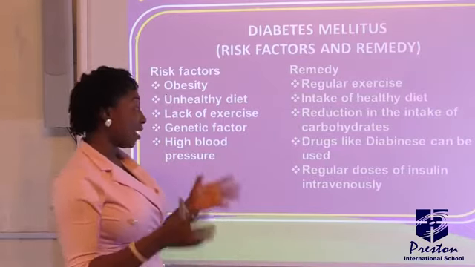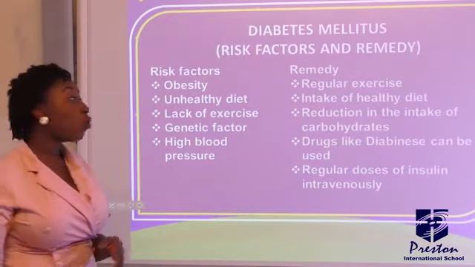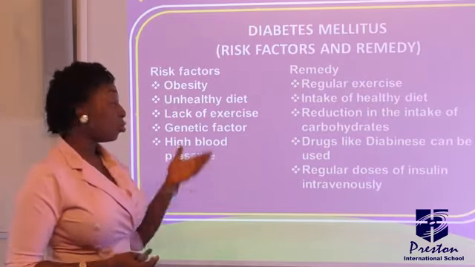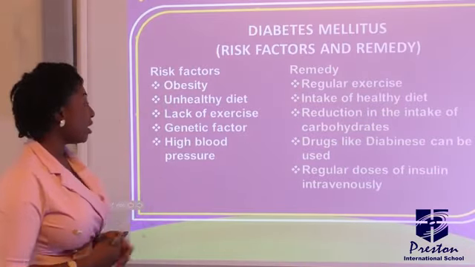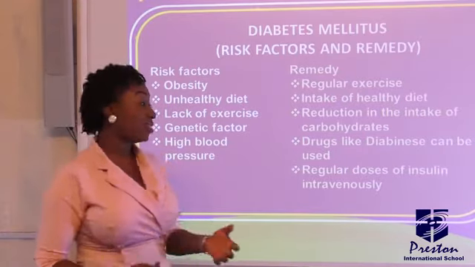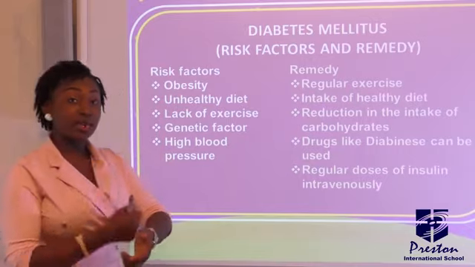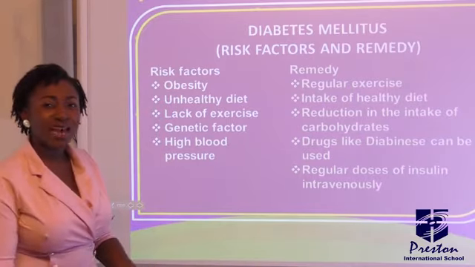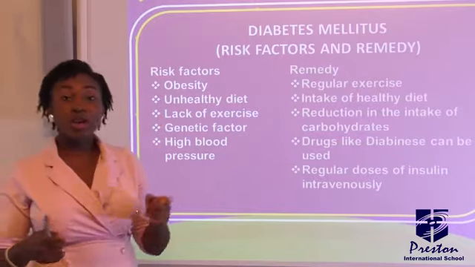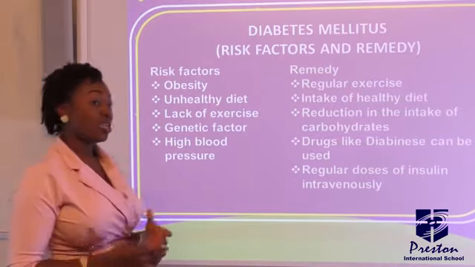Drugs can be used for those that already have the disease. They could go and get anti-diabetic drugs. Then we have regular dosage of insulin. That's injecting this through the skin. Most times they inject it on their thighs, to help them convert excess sugar to glycogen in the body.